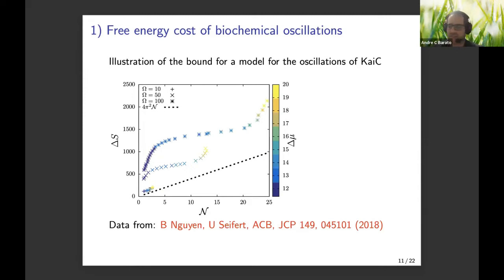And so there are interesting perspectives. One is inferring dissipation by looking at n, and the other is how close to the bound real systems operate. Okay, so that was it for biochemical oscillations.